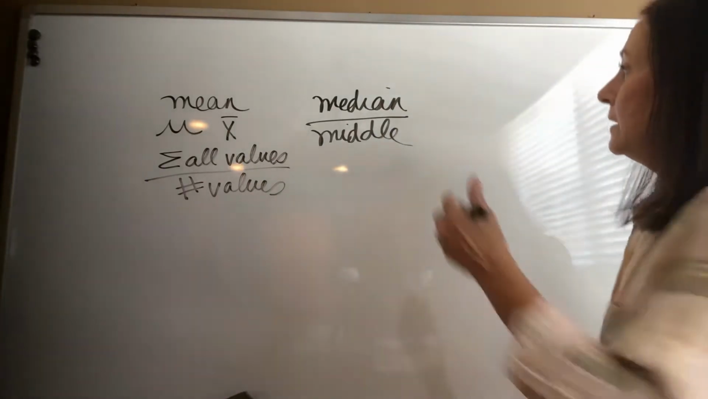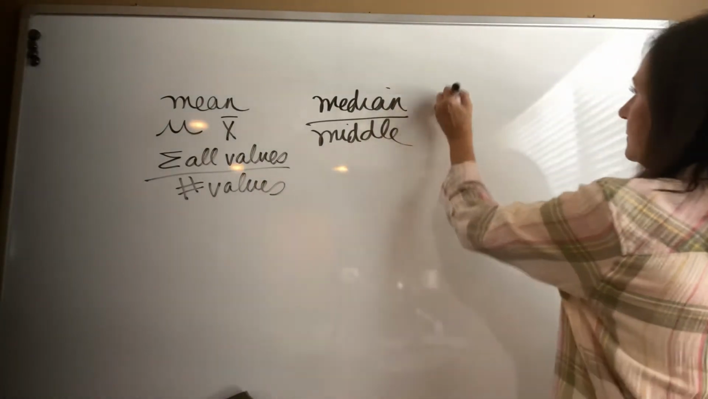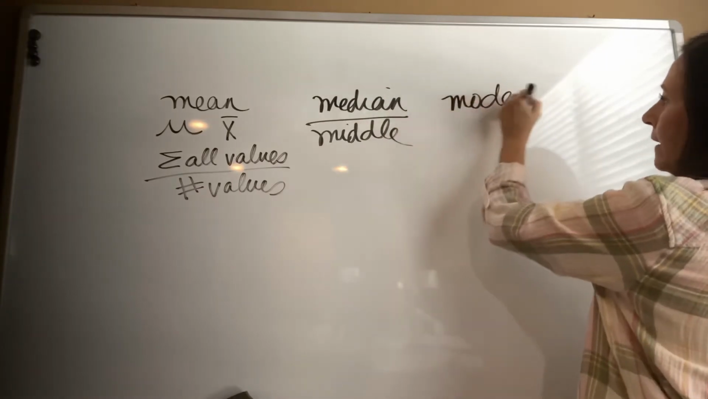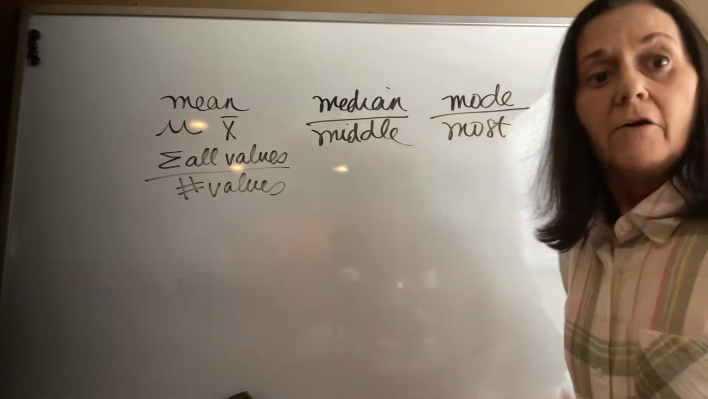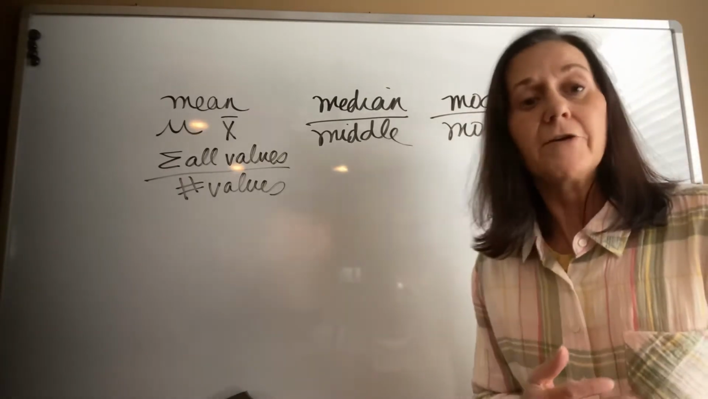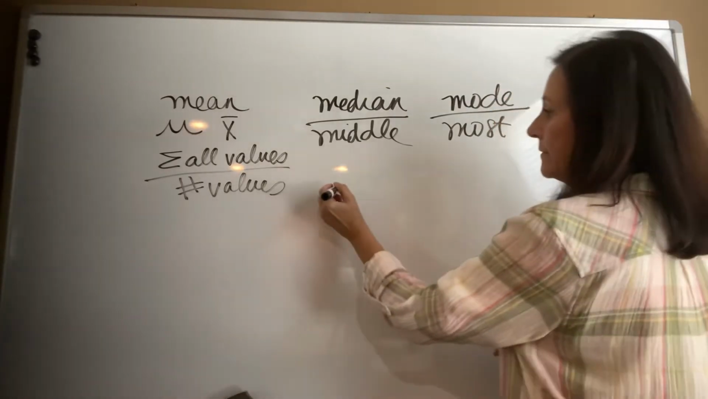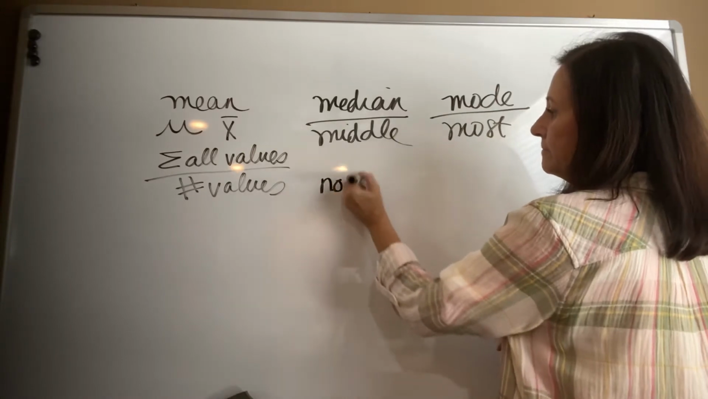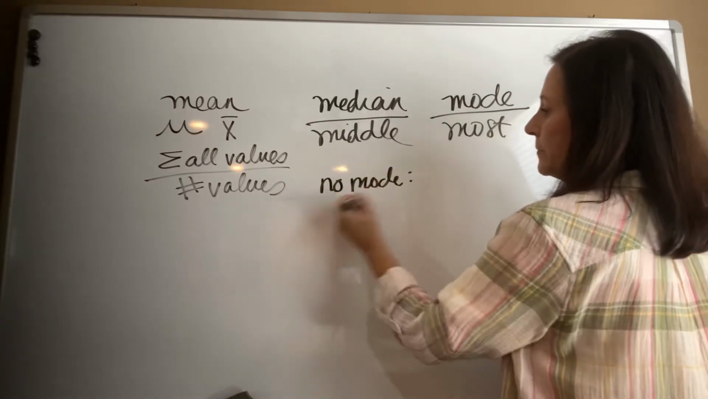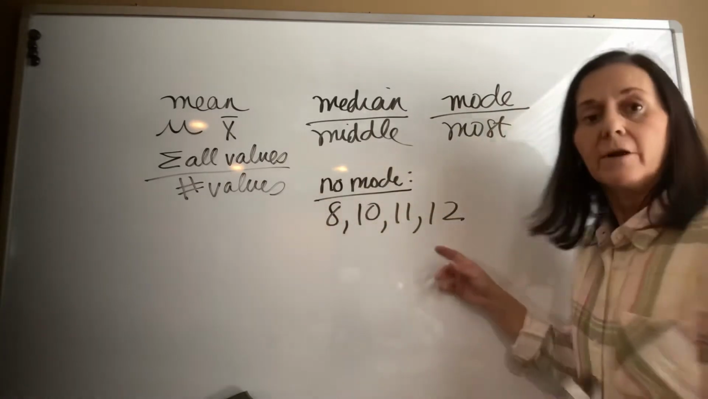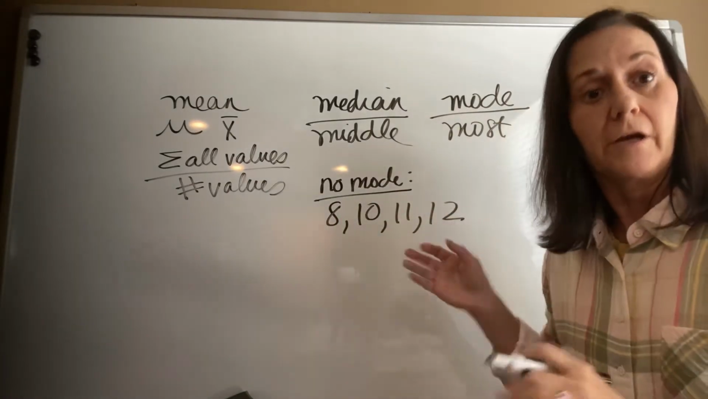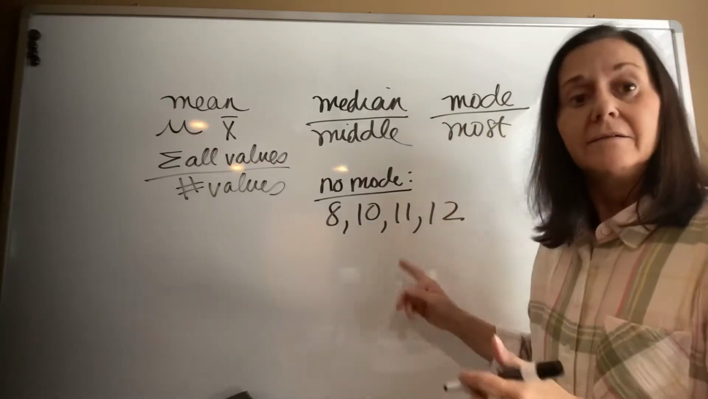Now, the mode. The mode is the number you see the most. Okay, you can have no mode. A set of values can have no mode. Like, all right, let's do no mode. No mode would be like, no numbers are repeated, right? There's no mode here.